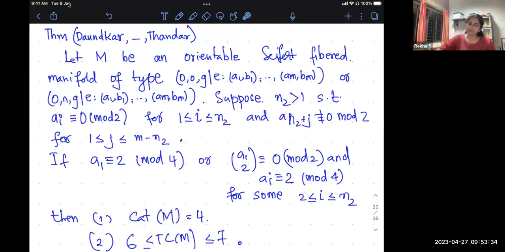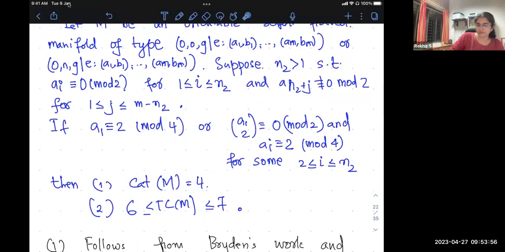This was also, for some of the cases, already observed by Bryden and his co-authors in the first paper, where they were working with the genus 0 case, G equals 0. But the same sort of logic generalizes. But more importantly, we need to compute this to give an upper bound on TC of M. Okay.